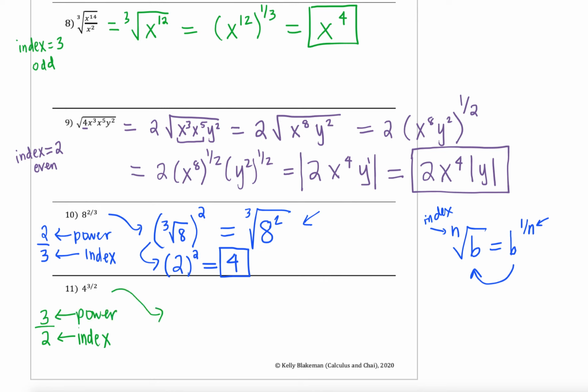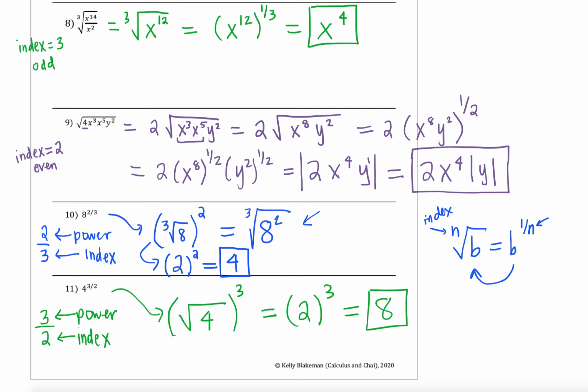And just like we did in the prior example, we can rewrite this from exponential form into radical form. Since our index is 2, that means I have a square root. So we'll get the square root of 4, and then we'll cube that. Why don't you guys simplify this down by simplifying the square root of 4 first, and then cubing that number. So to simplify this, the square root of 4 is equal to 2. Then we know that 2 to the 3rd power, 2 cubed, is equal to 8. And so we would get 8 as our final answer.